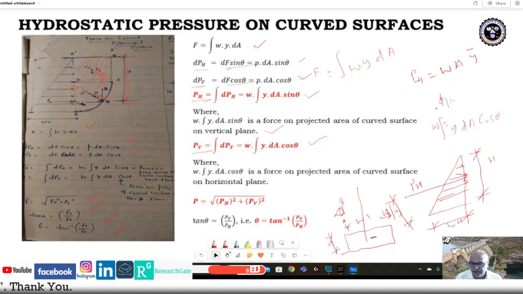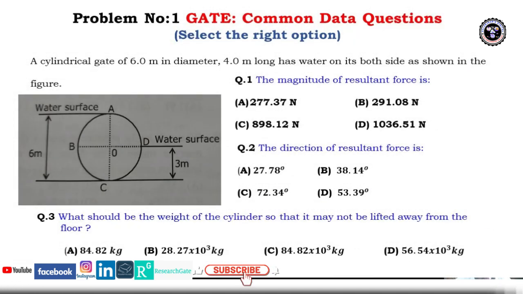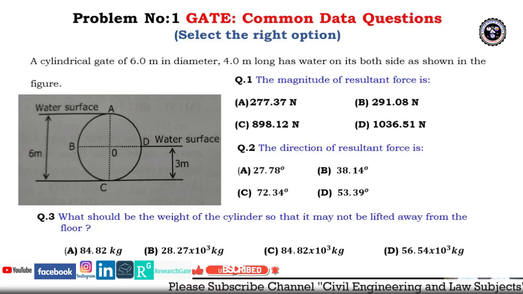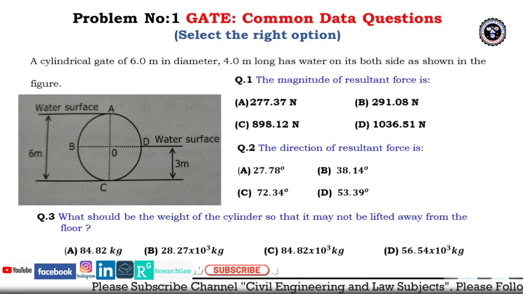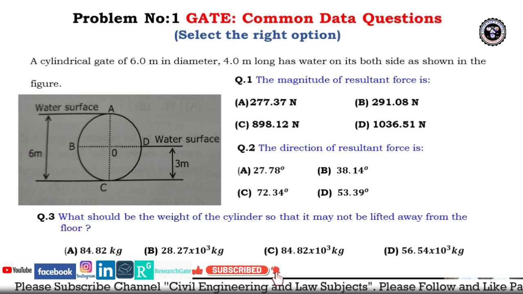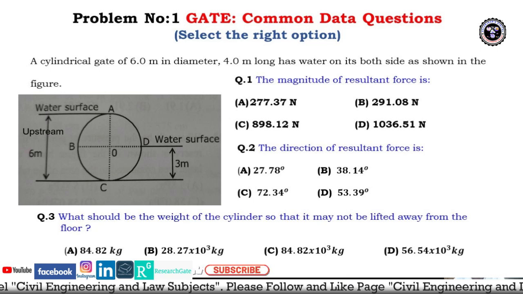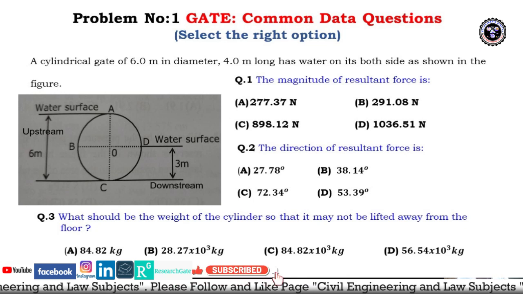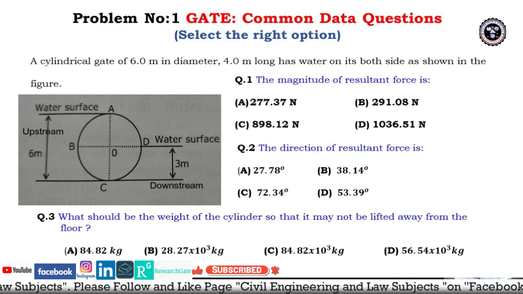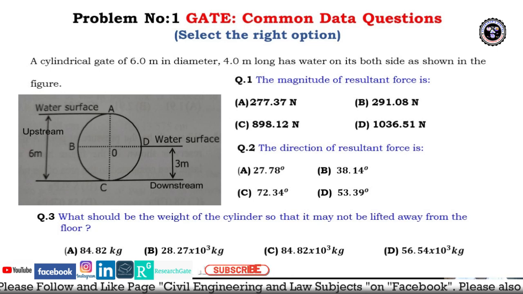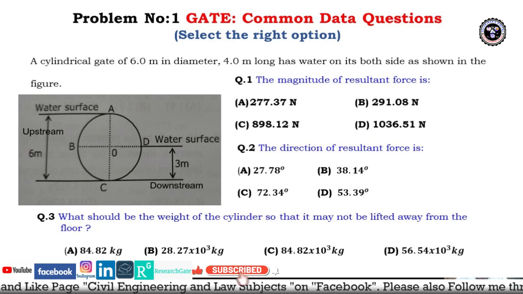Now let us begin with the problems one by one. Let us move to problem number 1, asked in the GATE examination, common data question. A cylindrical gate of 6 meter in diameter and 4 meter in length has water on both sides as shown in the figure. At this point it is 6 meter on the upstream side. Let us mark it as upstream side. Upstream side it is 6 meter, and at the downstream side it is 3 meter.